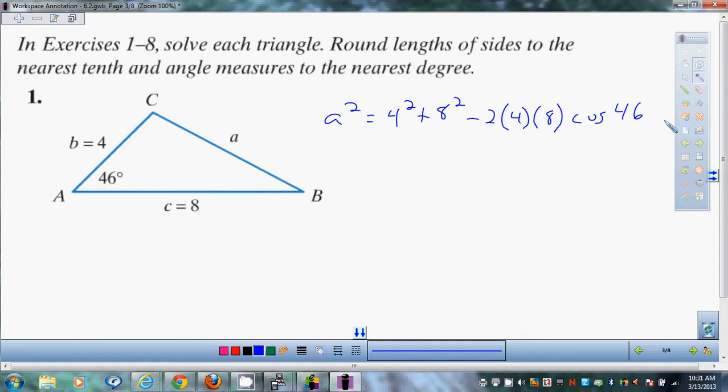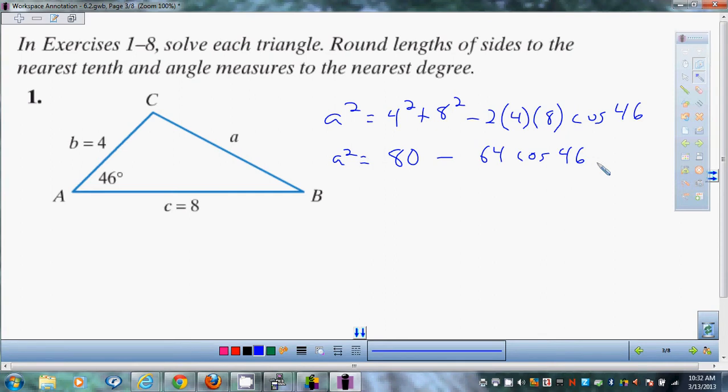Now, once every few sections I tell you with great regret that there's a mistake that someone's going to make on the test, and every time someone makes it. Here's the mistake people are going to make. First thing they're going to do is they're going to add these, and that's fine. 16 plus 64, that'll give you 80, minus 64 cosine 46. Here's the mistake people are going to make. They're going to do 80 minus 64 times cosine 46.